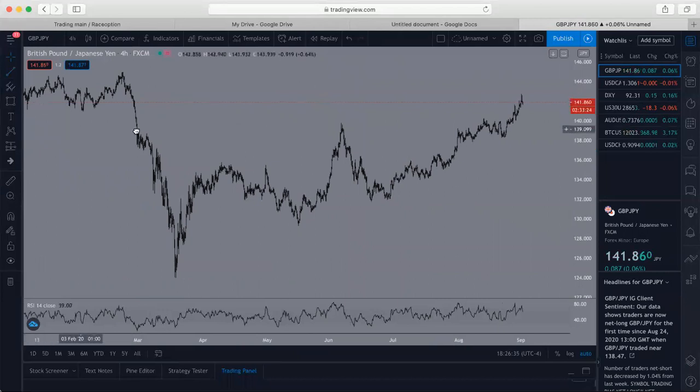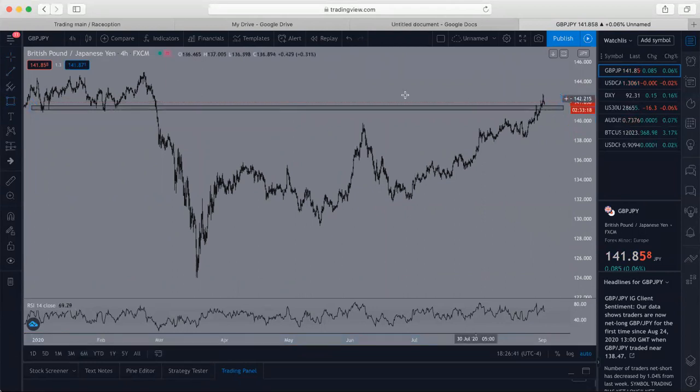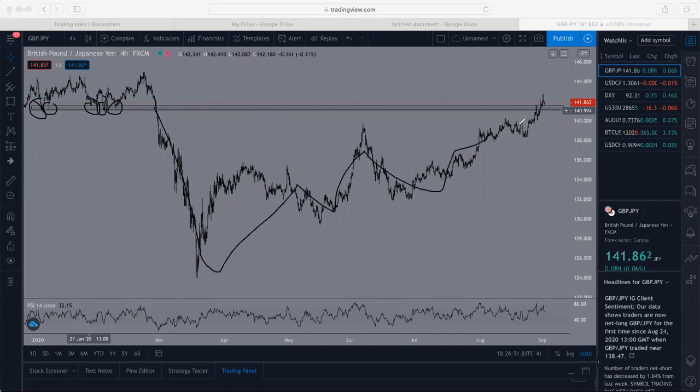I mean, technically, this would be the zone, right? So it was here before. It was here, here, here, here, here. Drop down. Obviously, now it's coming back up.